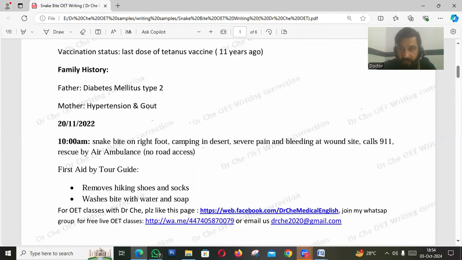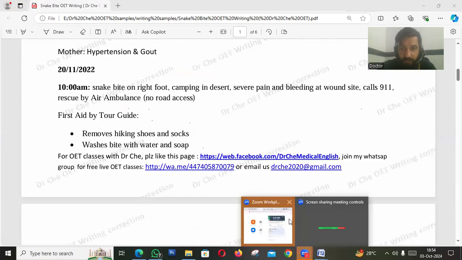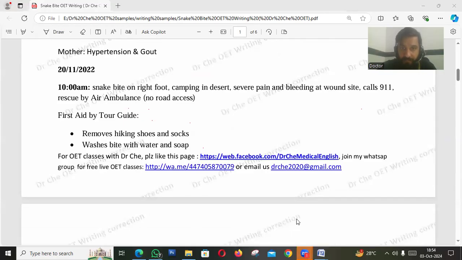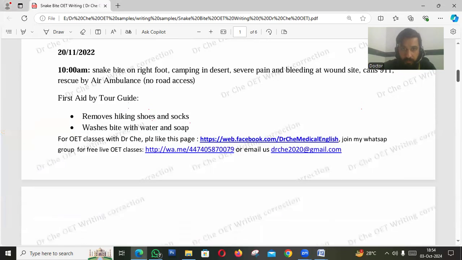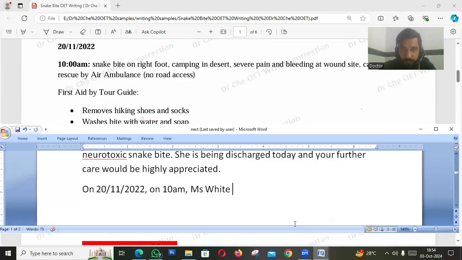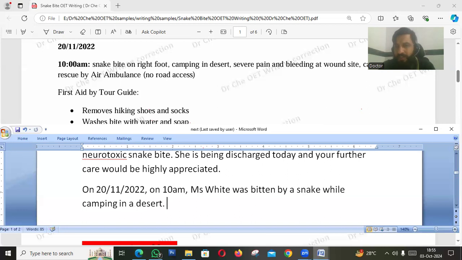Okay, excellent. So you are making passive voice. Very good. You are not going to write present tense here. You are going to write passive voice, past tense. You have used good language. Miss White was bitten by a snake while camping in a desert. Just full stop here. Don't write too long sentences.